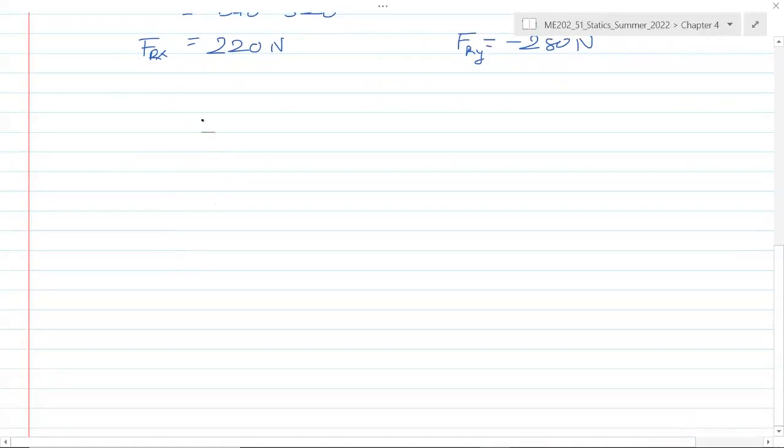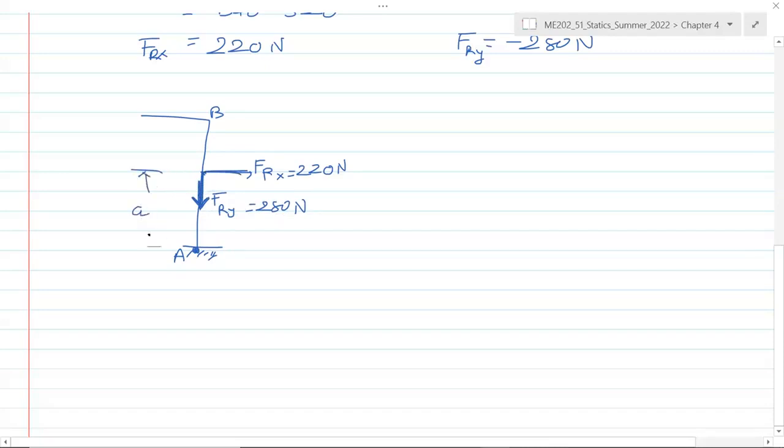So let's redraw this diagram now. We have this L-shaped structure where point B is here, and point A is here, close to the ground. Then we have Frx, which is 220 newtons, and we have Fry. Because we are indicating the force in the negative direction, we write the positive number 280 newtons. Don't put the negative sign here because graphically we have indicated that it's acting down. But we don't know its location.